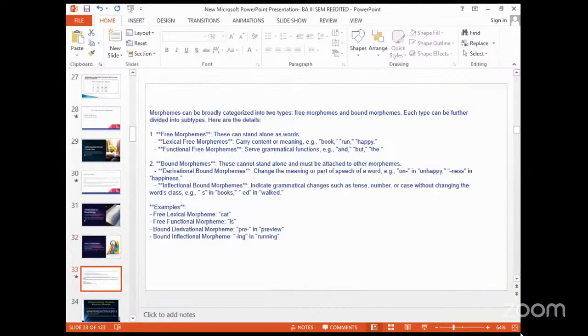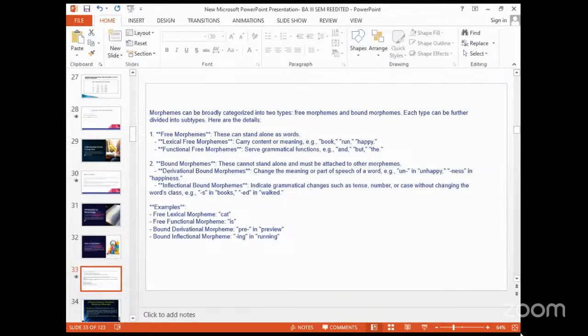Now morphemes can be broadly categorized into two types, free morphemes and bound morphemes. Each type can be further divided into subtypes. Free morphemes can stand alone as words. Lexical free morphemes carry content or meaning, for example book, run, and happy. Functional free morphemes serve grammatical functions such as and, but, the.